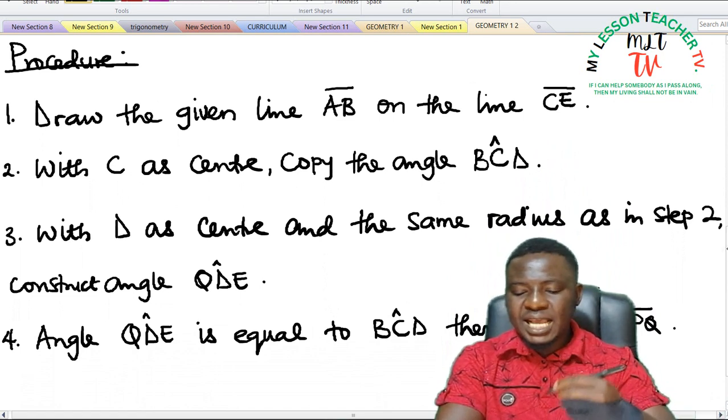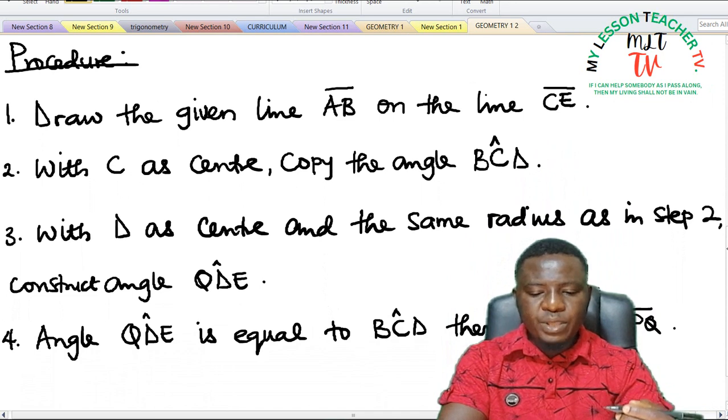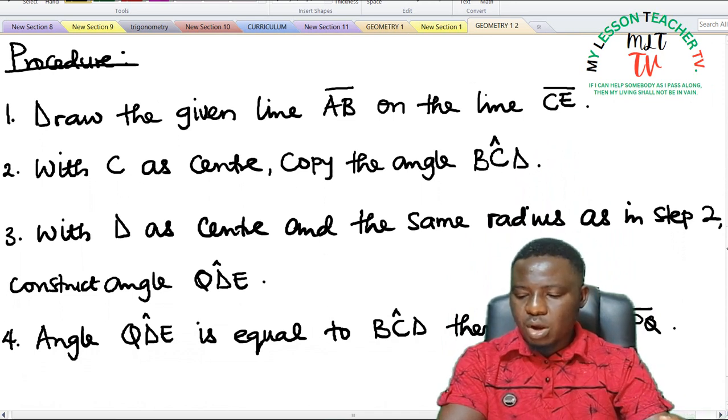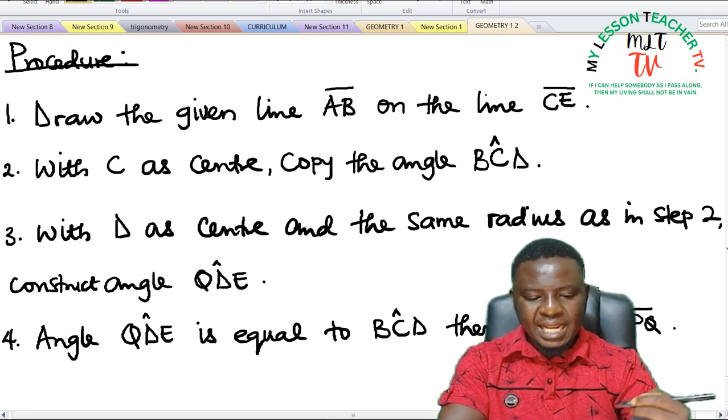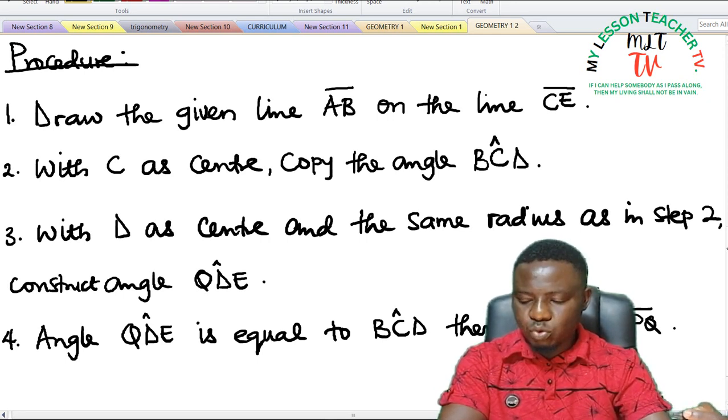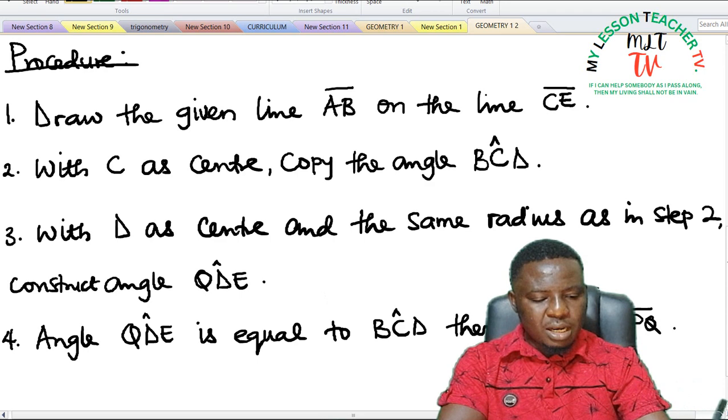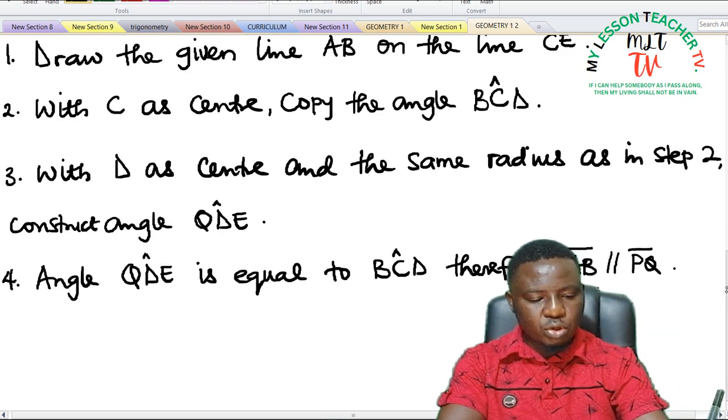2, with C as center, copy the angle BCD. 3, with D as center and the same radius as in step 2, construct angle QDE. Step 4 says angle QDE is equal to angle BCD. Therefore, line segment AB is parallel to line segment PQ.